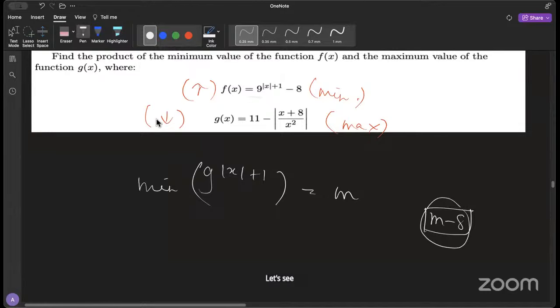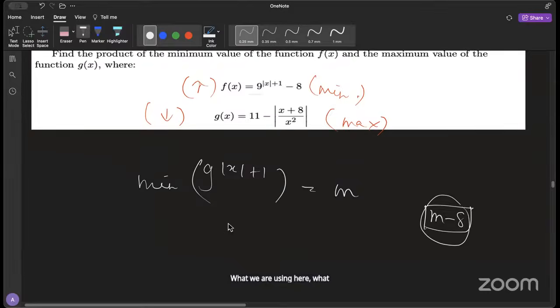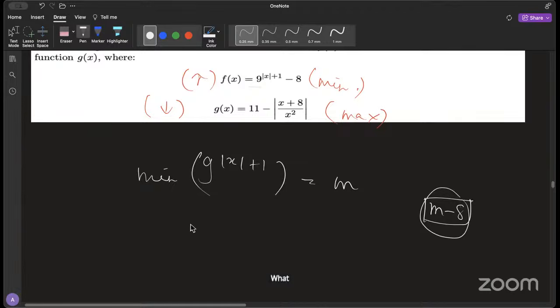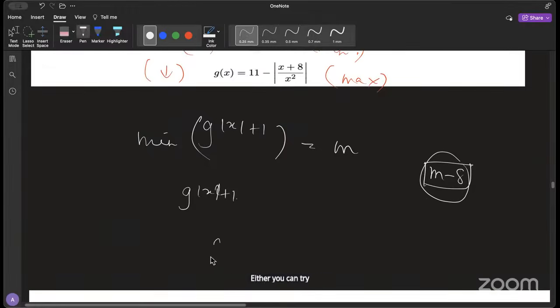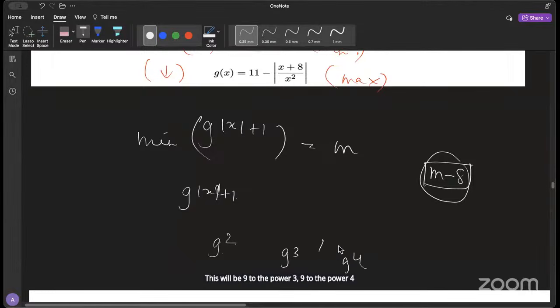Let's see. I just want you people to know what facts we are using here. So what's the minimum of 9 to the power mod x plus 1? Now this is an increasing function if you test. If you have 1 in place of x, this will be 9 to the power 2. If you have 2, this will be 9 to the power 3, 9 to the power 4. This means it's constantly increasing.